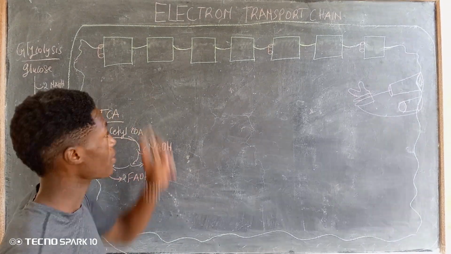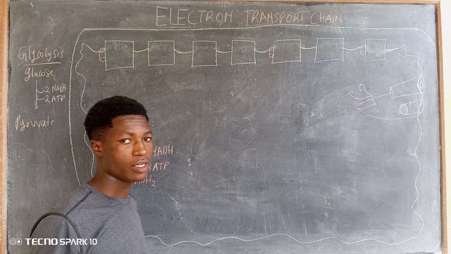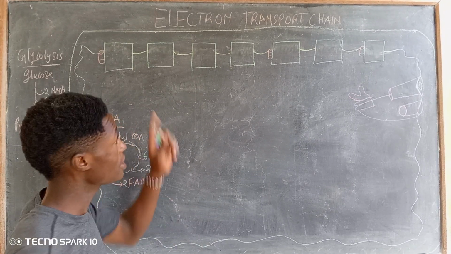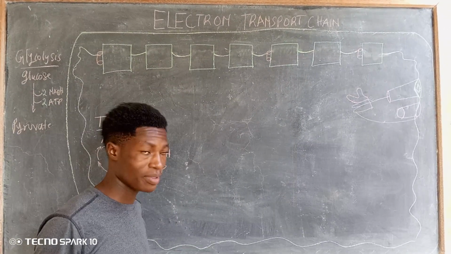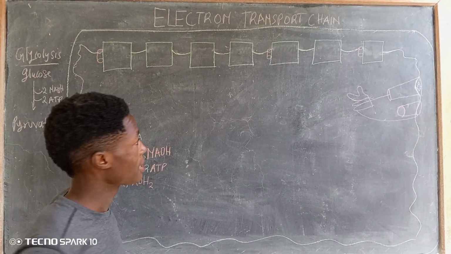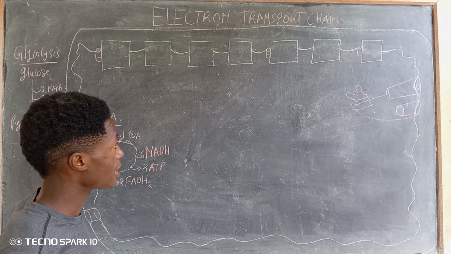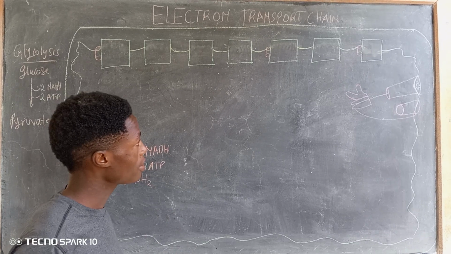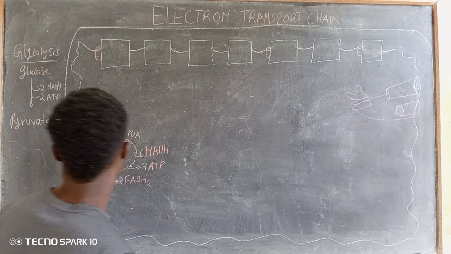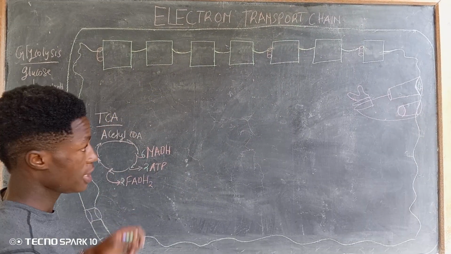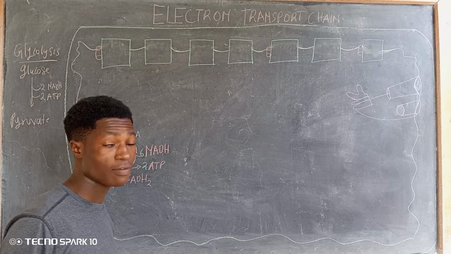So in this video, we are going to learn about the electron transport chain. So what is the electron transport chain? This is the process by which our body generates ATP through a series of complexes and some proteins located inside the inner membrane of the mitochondrion. Now let's see. This process is going to generate energy via oxidative phosphorylation.